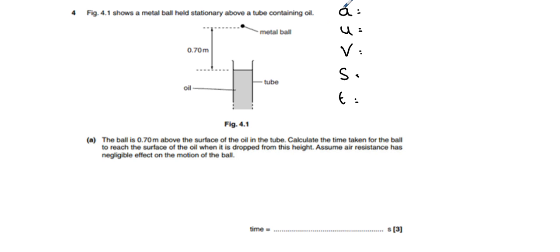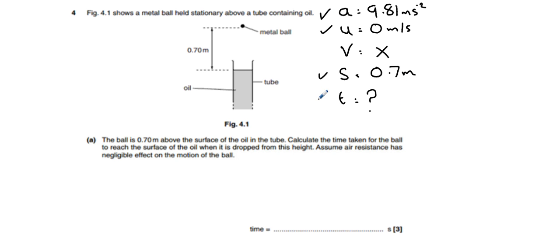And what I do is I write down everything you know from this question, and then it'll become obvious which one you select. So do we have any information about acceleration? Definitely, because it's an object in free fall, so that's 9.81 meters per second squared. Initial velocity, well, if it's dropped from this height, that's going to be 0. We don't have any information about the final velocity. The distance, which is the height, is 0.7 meters, and the time is what we want, so that's what the question's asking for. So we need to find an equation of motion that has A, U, S, and T.